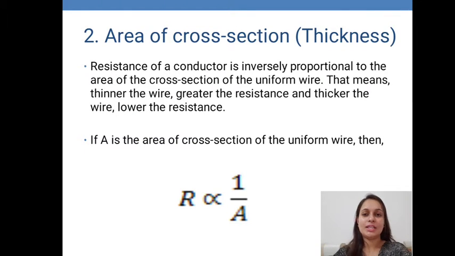Now the second one is area of cross section. The resistance of any conductor is inversely proportional to the area of cross section, or you can also say to the thickness of the conductor. The thicker the wire would be, the lesser will be its resistance, and the thinner the wire would be, the higher will be its resistance.